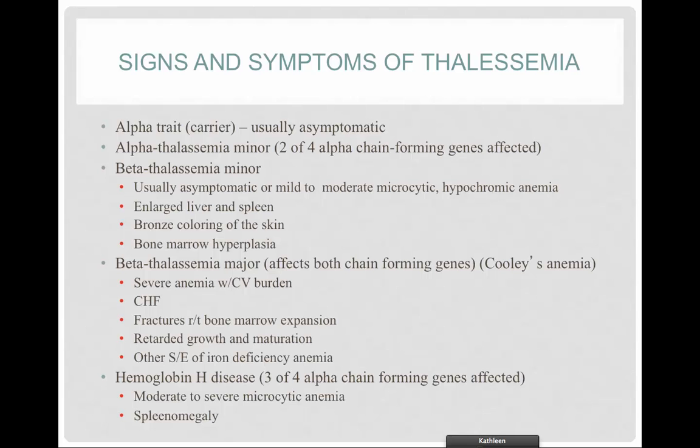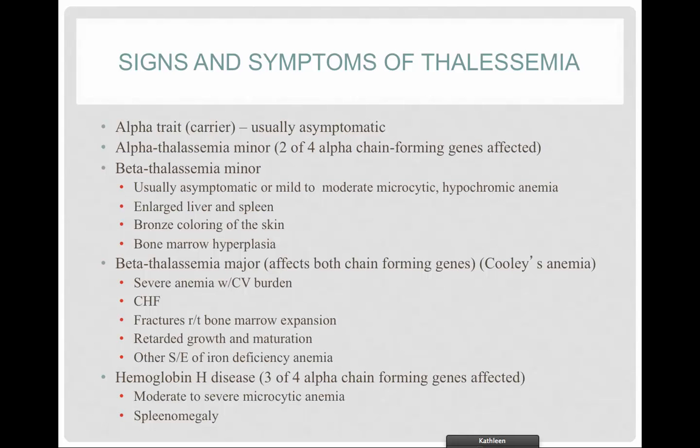Signs and symptoms of thalassemia, alpha trait: usually if they're a carrier, they're asymptomatic. Alpha thalassemia minor, 2 of the 4 alpha chain forming genes are affected. Beta thalassemia minor is usually asymptomatic or mild to moderate. Microcytic, hypochromic, meaning pale color, anemia. Patients present with enlarged spleen or liver, bronze coloring of the skin. They get bone marrow hypoplasia.